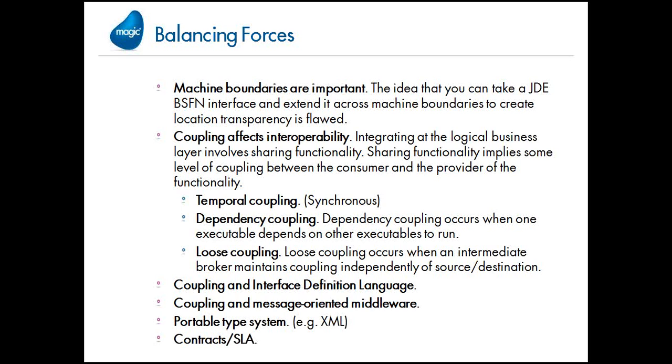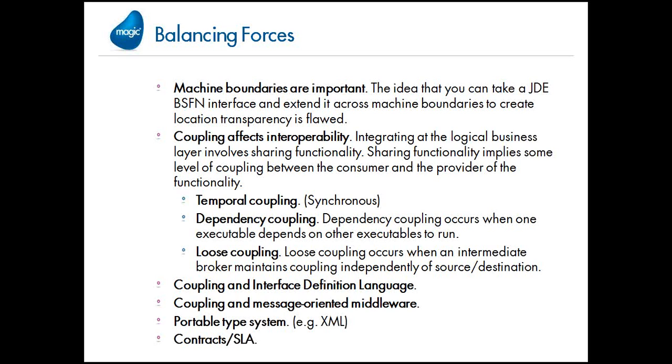Star pupil, loose coupling. Very good. Why? Well, loose coupling occurs when an intermediate broker maintains coupling independently of the source and the destination. So the sources and destinations can change in an upgrade, for example, and therefore the integration keeps working. This is why loose coupling is so highly touted by Gartner analysts, Forrester analysts, and others who look at service-oriented architecture as really depending upon, at its core, this concept.